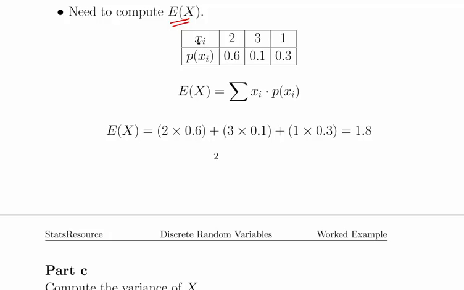We multiply each of the possible values of X by its corresponding probability, and add them all up. So 2 times 0.6, 3 times 0.1, and 1 times 0.3. That gives us an expected value of 1.8.